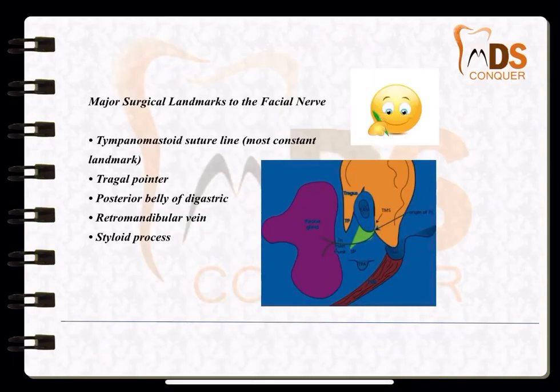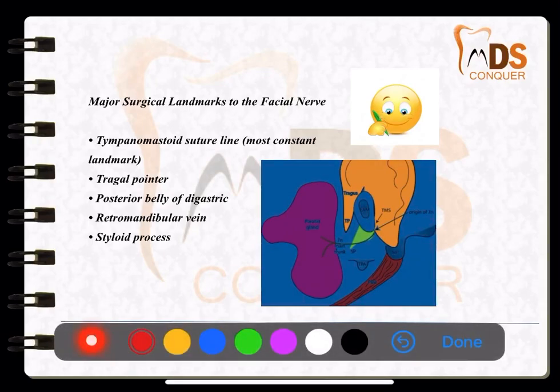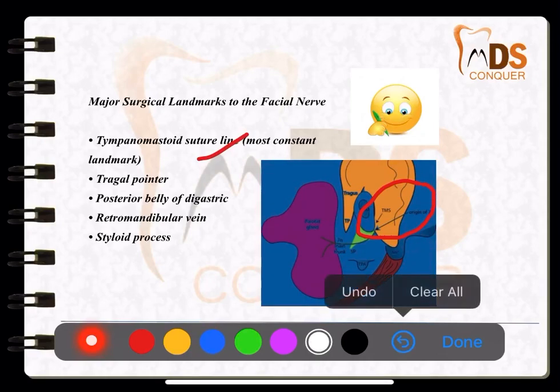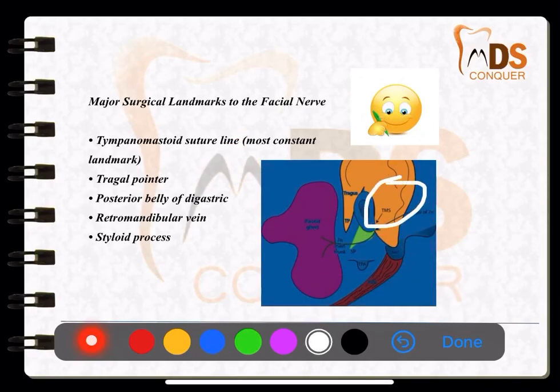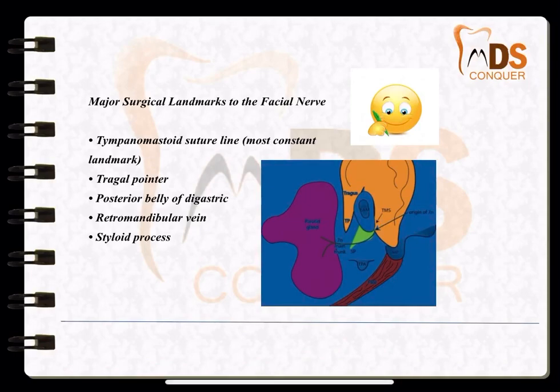Okay. So, coming to the major surgical landmarks. Even these are important for the surgeon. The tympanomastoid suture line is the most common surgical landmark. Here you can see the tympanomastoid suture line, TMS, as you can see there, this one. Okay, and then the tragal pointer, the posterior belly of digastric, the retromandibular vein, as well as the styloid process. So these are the major surgical landmarks.